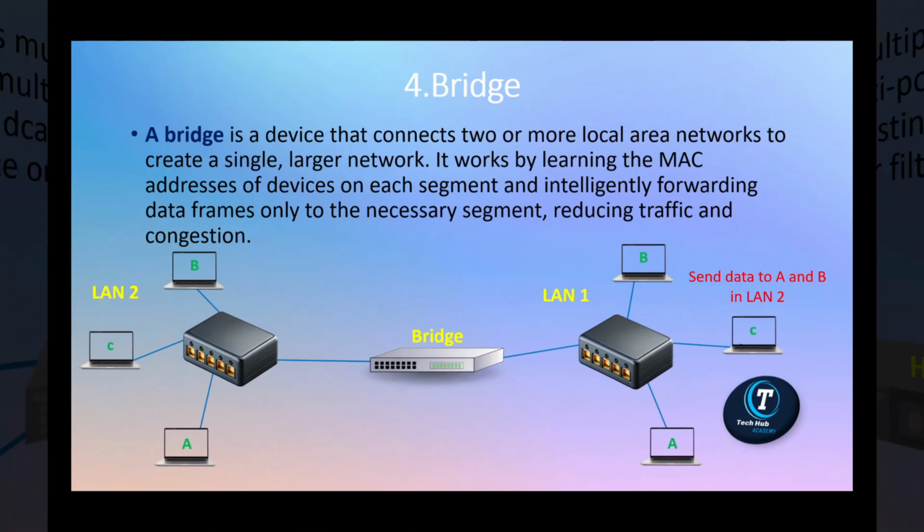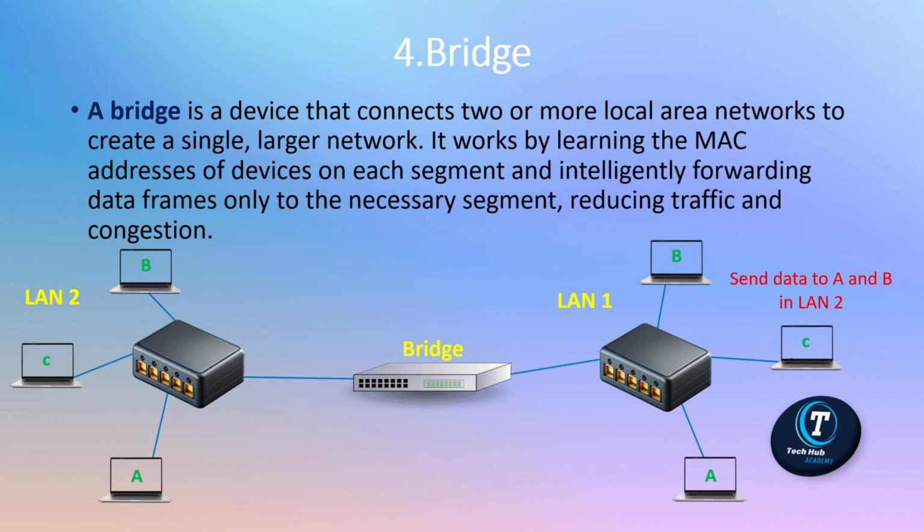Number 4, bridge. A bridge is a device that connects two or more local area networks to create a single, larger network. It works by learning the MAC addresses of devices on each segment and intelligently forwarding data frames only to the necessary segment, reducing traffic and congestion. It checks where data needs to go and only sends it to the right part of the network. This helps reduce congestion and unnecessary data movement.